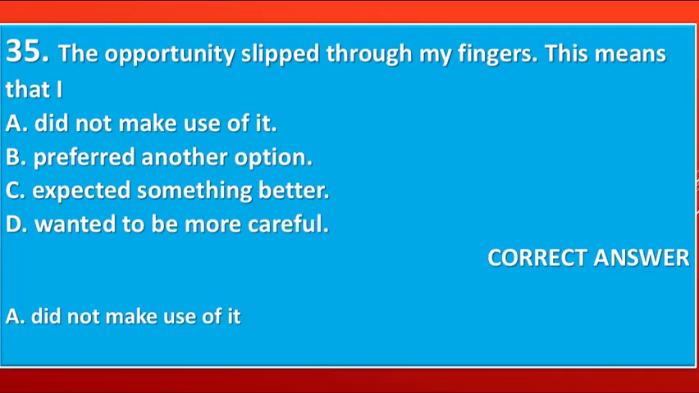Question 35. The opportunity slipped through my fingers. This means that I A. did not make use of it. B. preferred another option. C. expected something better. D. wanted to be more careful. The correct answer to this question is A. The opportunity slipped through my fingers. This means that I did not make use of it.